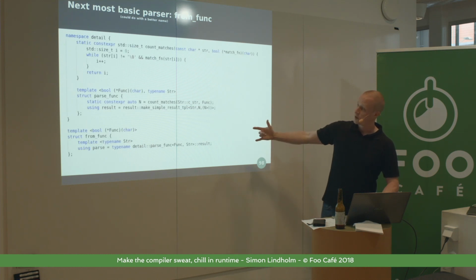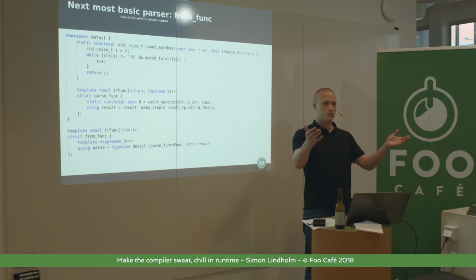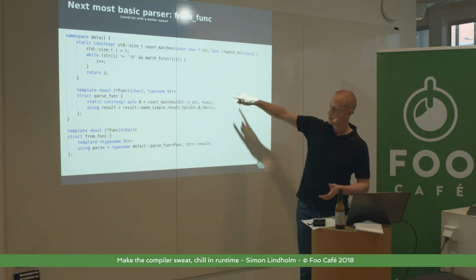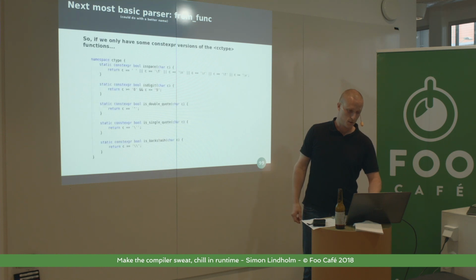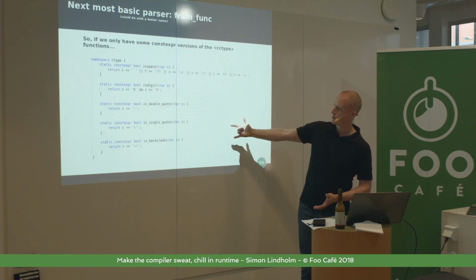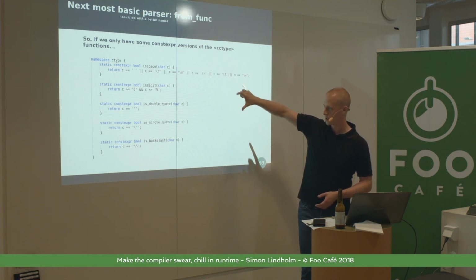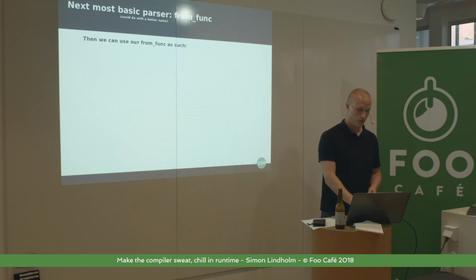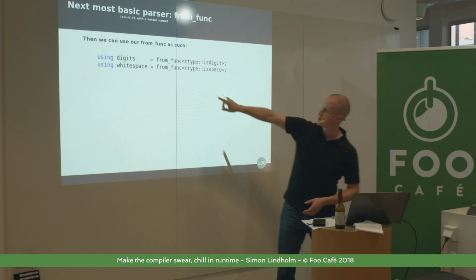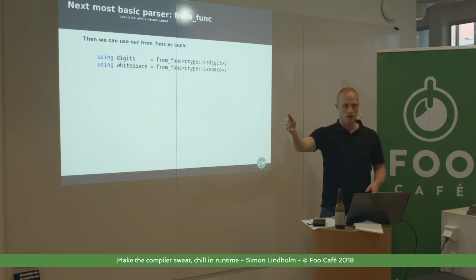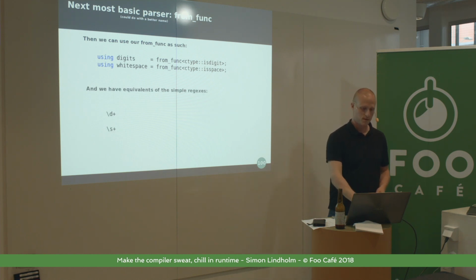Next one, you just feed it a function. This is basically the same as if you have a regular expression. This is basically the same as plus. So if you have whitespace, for instance, \s+, this will do that. So you have to define a bunch of the normal C-type functions as constexpr. So let's define our own, and then you can do things like digits or whitespace, which is one or more whitespace or one or more digits. So that's the same as regular expressions.